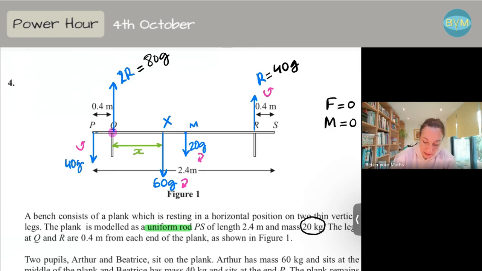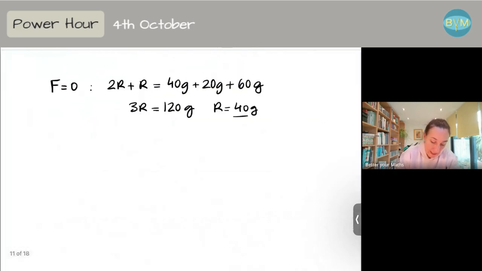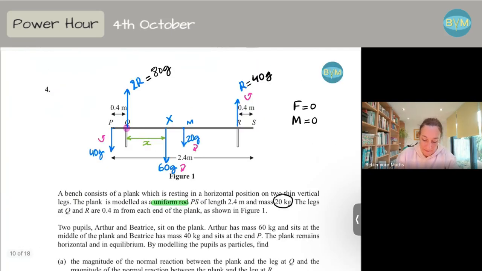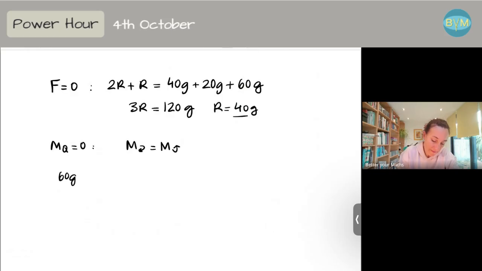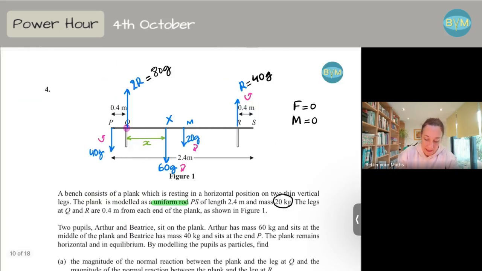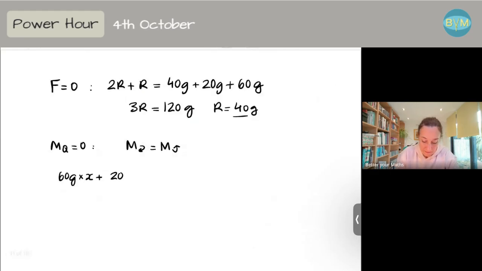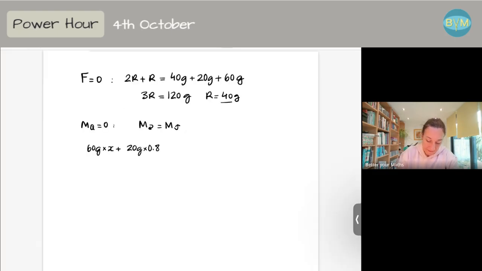So again, I'm going to write that I'm taking moments about Q. So taking moments about Q, the clockwise moment is going to be equal to the anti-clockwise moment. So clockwise, I have 60G times this distance, which is X. So 60G times X. Plus, this one is 20G times this distance that we said before. It was what? 0.8. 20G times 0.8.